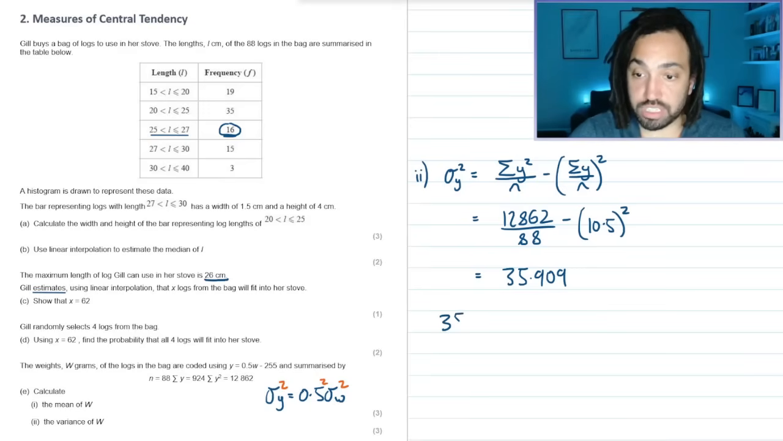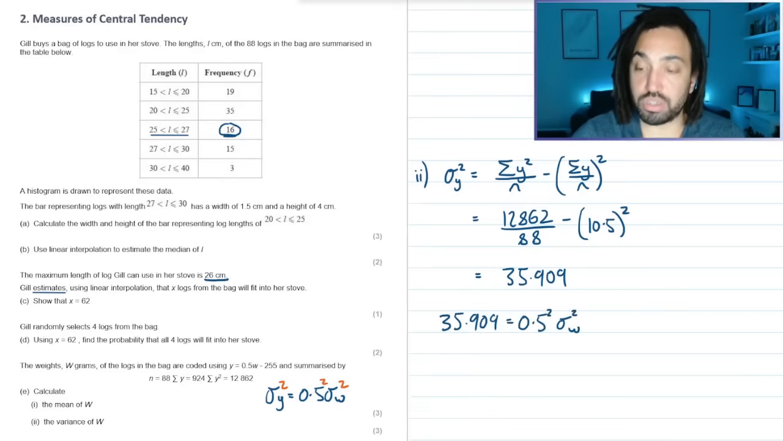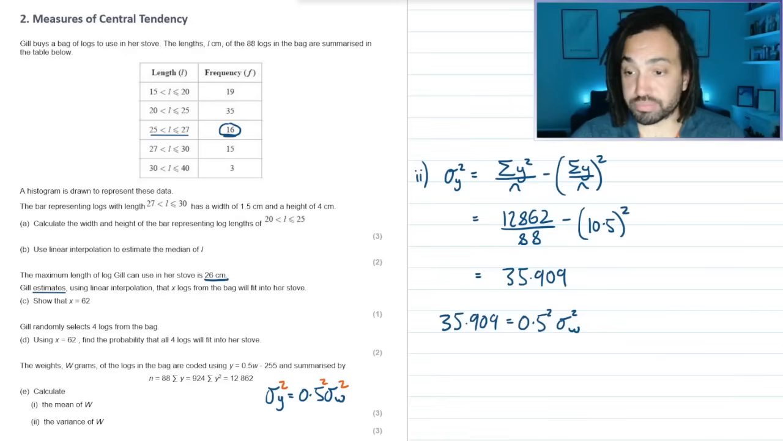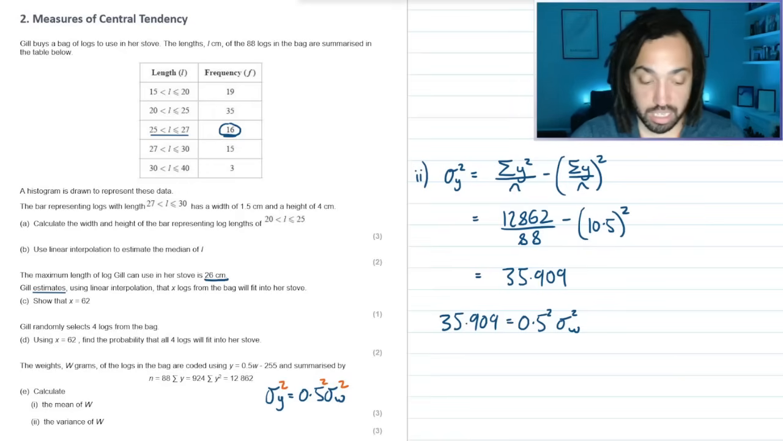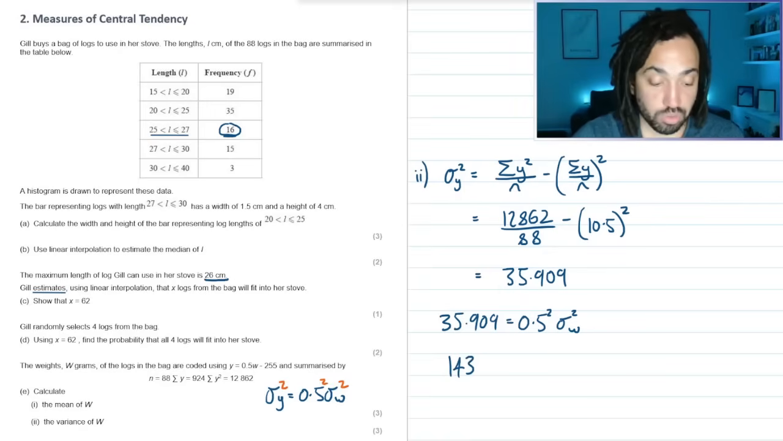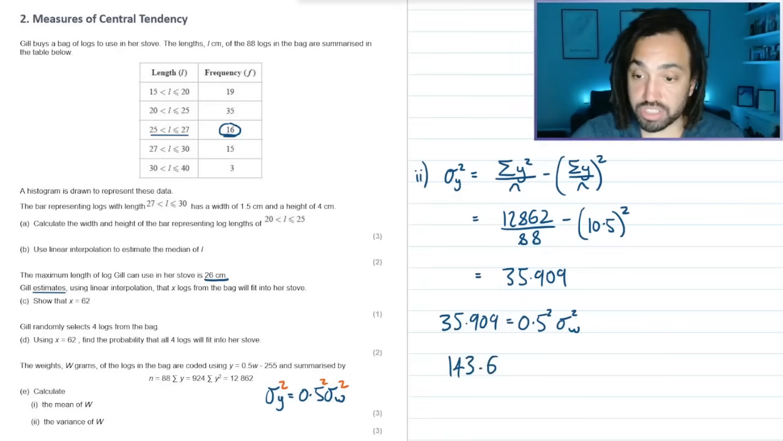So I do 35.909, and that's equal to 0.5 squared multiplied by the variance of w. So I need to divide by 0.5 squared, and in doing so, that gives me a value of 143.6, and that's going to be my variance of w.